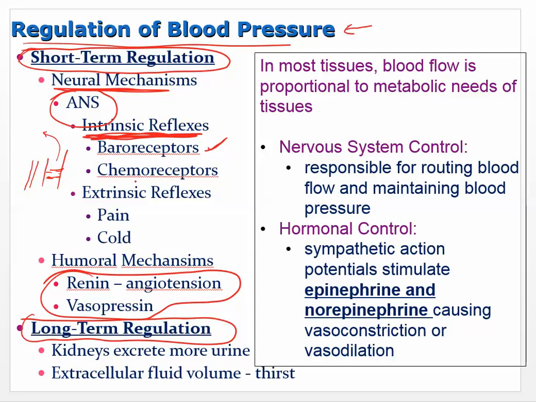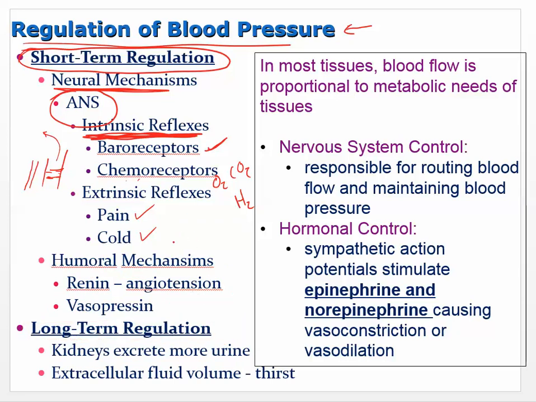Okay, so chemoreceptors are going to measure oxygen (O2) levels, CO2 levels, hydrogen levels, those types of things. Extrinsic means that it's something happening from the outside. So pain and cold can also have an effect on blood pressure. The humoral mechanisms, humoral referring to fluid, include the renin-angiotensin pathway, which we'll talk a little bit about, and vasopressin, which is going to be how much water you retain in your body. Both of these will have an effect on fluid volumes overall.